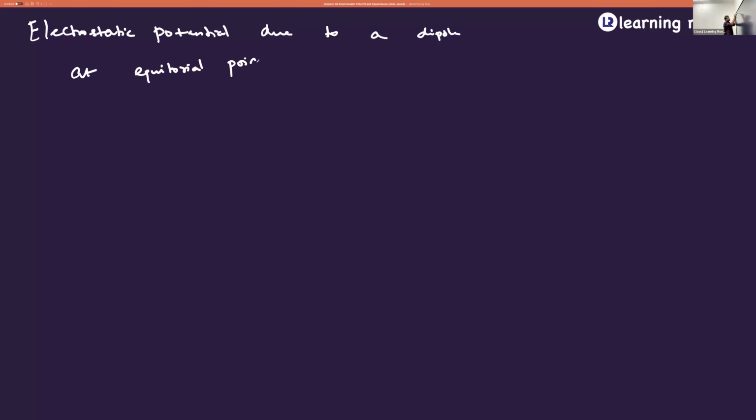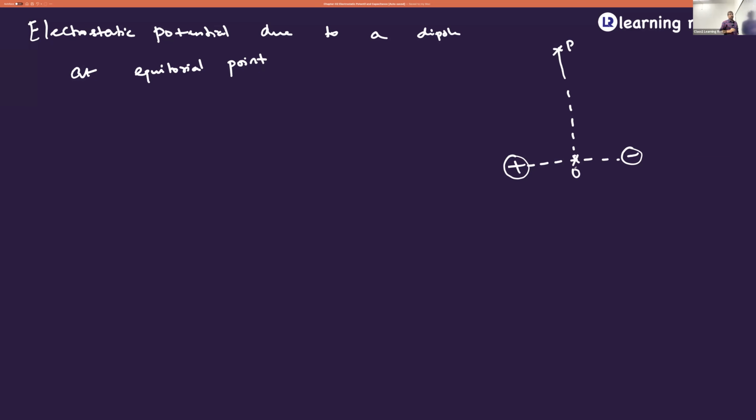So the next one is electrostatic potential due to a dipole at equatorial point. Right? So electrostatic potential due to a dipole at equatorial point. So if you take this to be the positive sign, this to be the negative sign, and if I take the point here, which is the equatorial point, right?